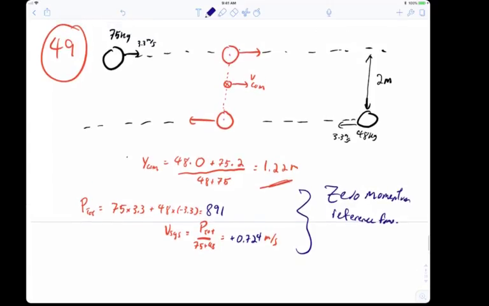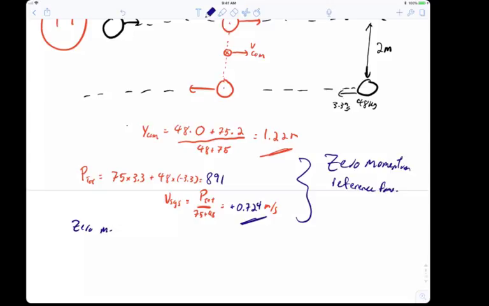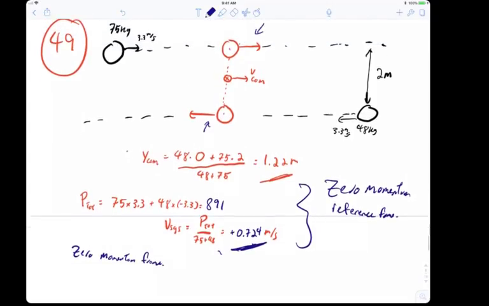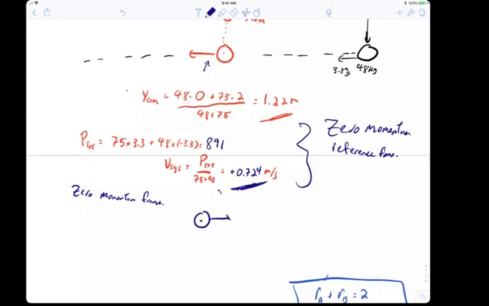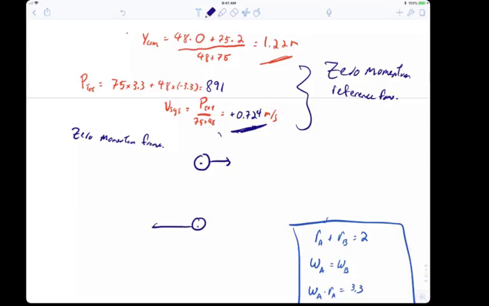All right, so long story short, I'm going to convert to the center of mass zero momentum reference frame. And that means I'm going to subtract this velocity off of both of these velocities. So the one on the top ends up going slower, and the one on the bottom ends up going faster. This one up here is 3.3 minus 0.724, and this one down here is minus 3.3 minus 0.724. So this is 2.576 meters per second. And this bottom one is 4.024 meters per second.